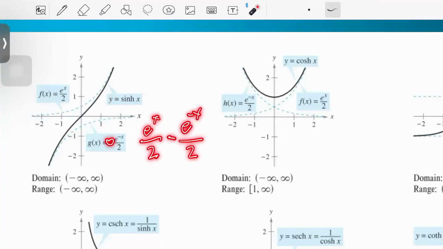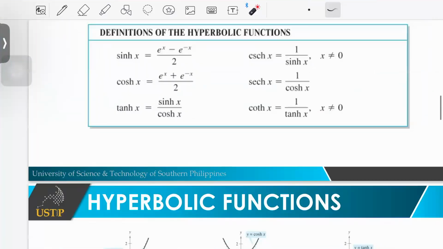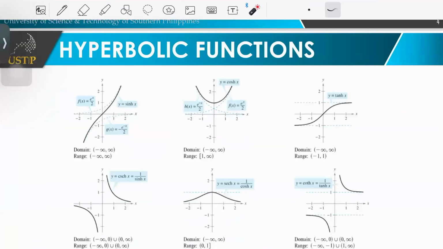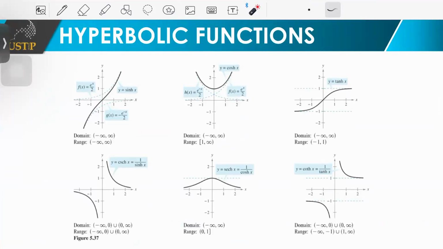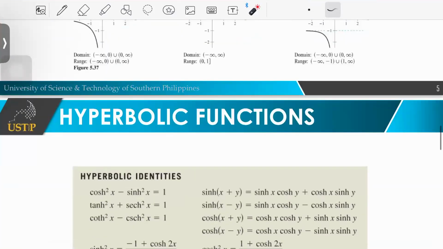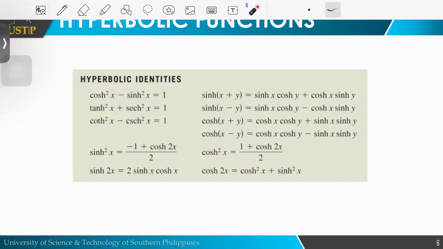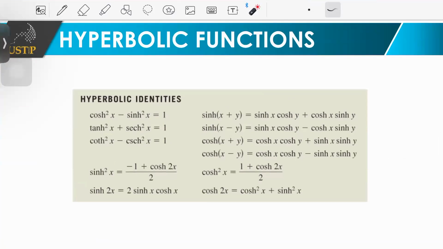Because of this negative here, that is just equivalent to this one. And so on. This is just so you can see what the hyperbolic functions look like. So there are also identities, in the same way that we have identities in trigonometry. They are just slightly different from the identities of the trigonometric functions.